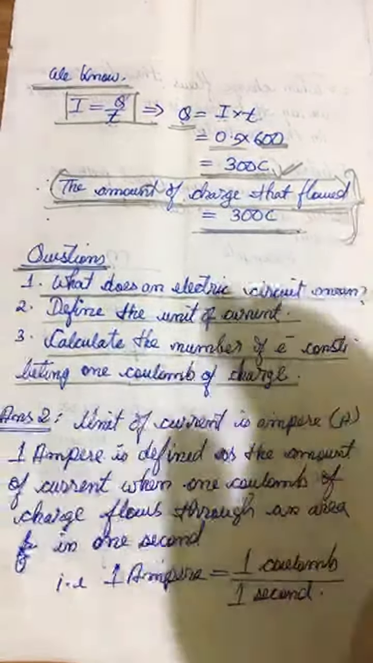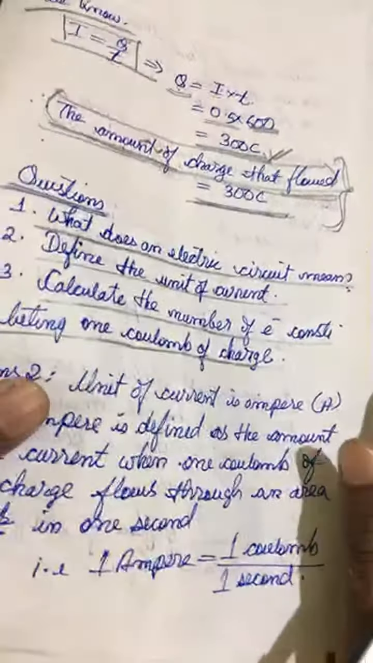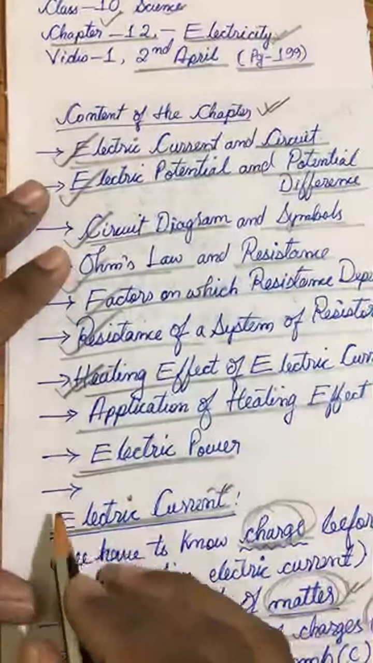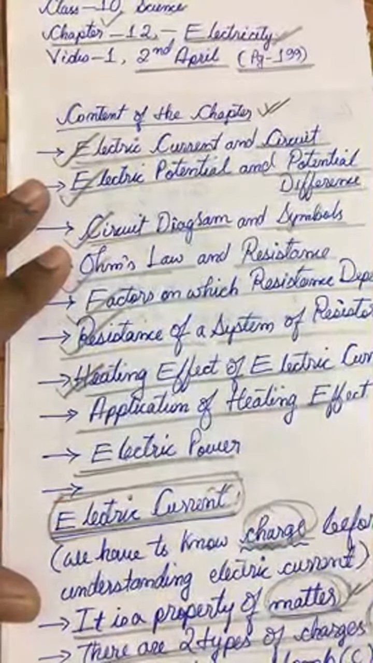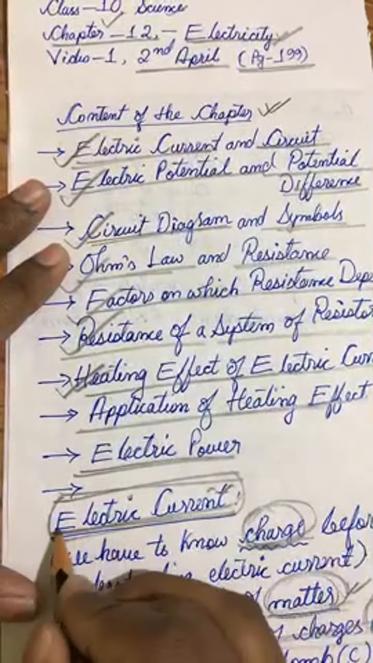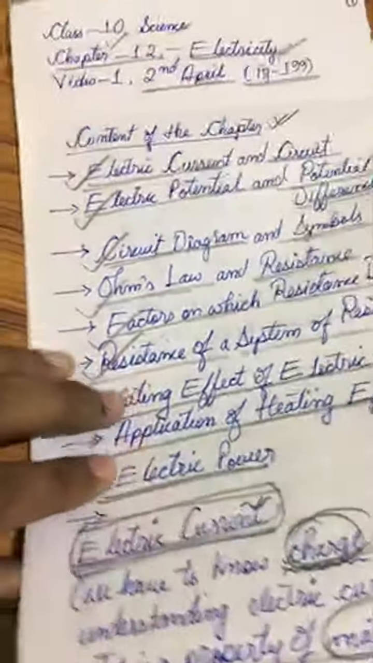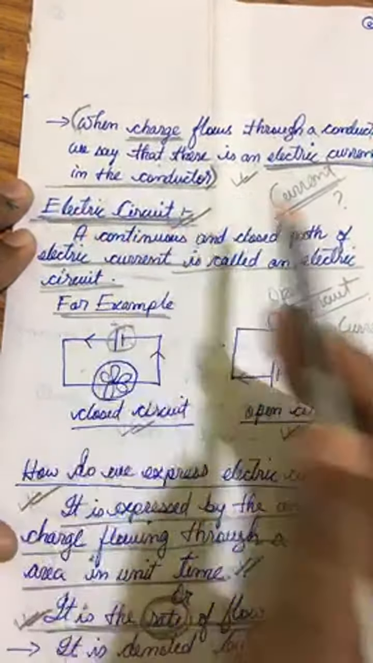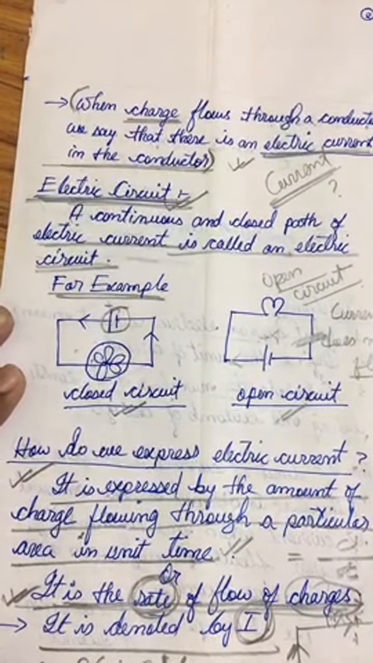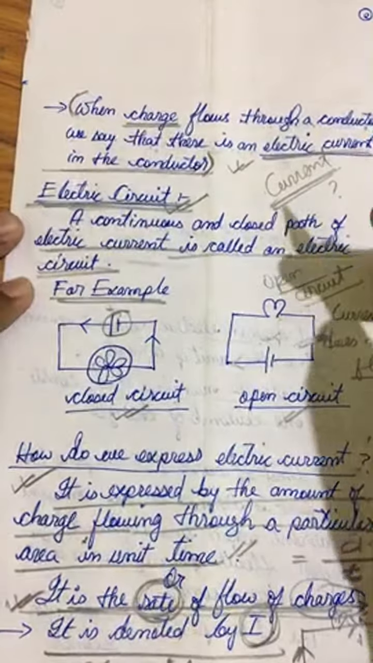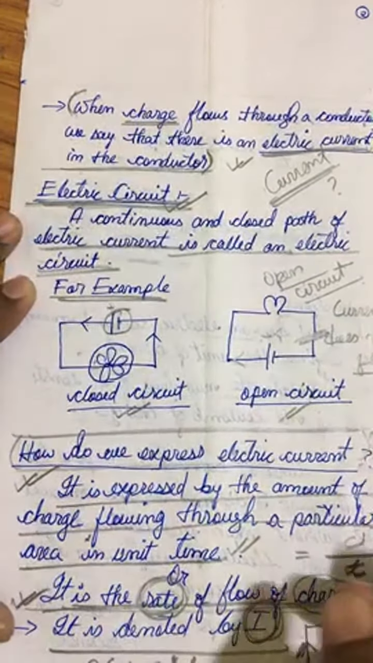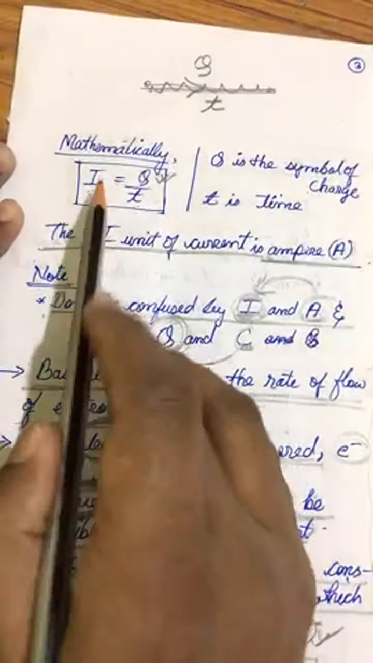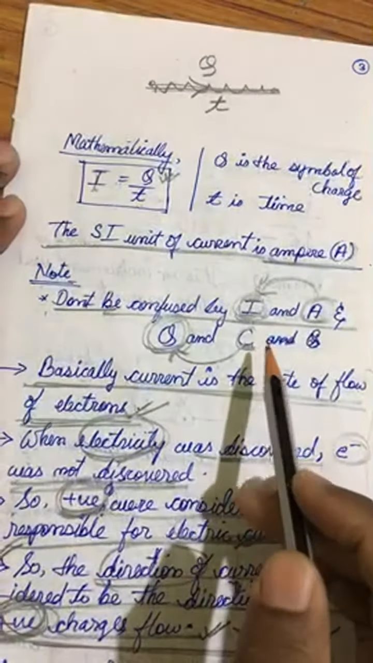So let us recall what we have learned till now. We have learned what electric current is. If you have any queries or doubts, you can post or comment below. Then we have learned what charge is, then what an electric circuit is, open circuit and closed circuit. Then we have learned the SI unit of charge and current. Then we have learned how current is calculated, that is, the mathematical expression of electric current.